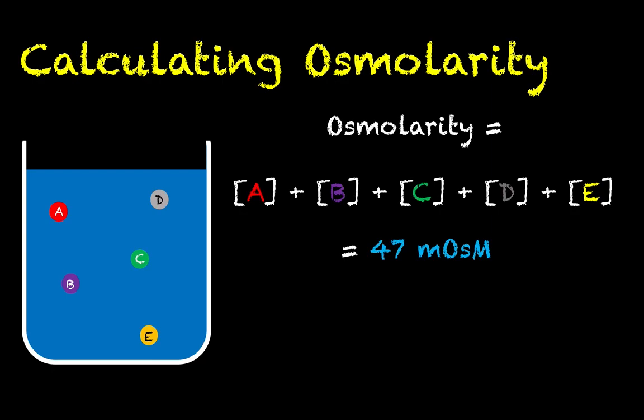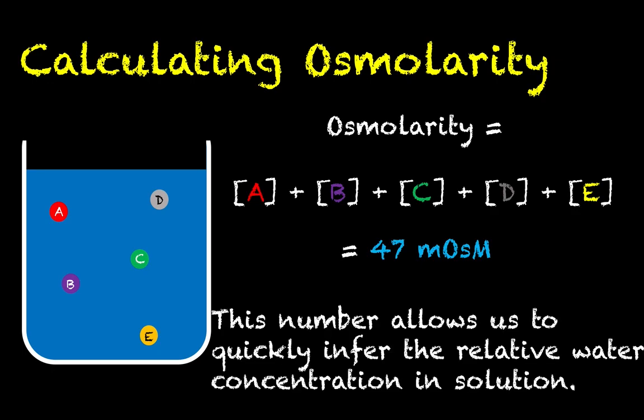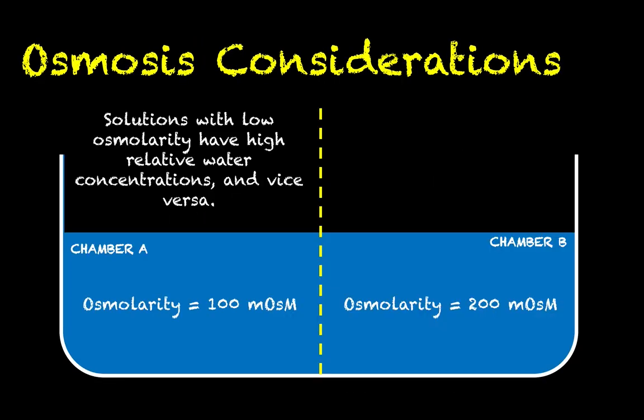Now, it's important to note that this number does not really mean a whole lot to us in terms of osmosis just by itself, but what this number is going to allow us to do is quickly infer the relative water concentration in this solution relative to another solution that is presumably on the other side of a membrane. In determining whether osmosis occurs or not and in which direction osmosis occurs, you're always going to be comparing the osmolarities of the fluids that are on opposite sides of the membrane. Let's get some practice with that.